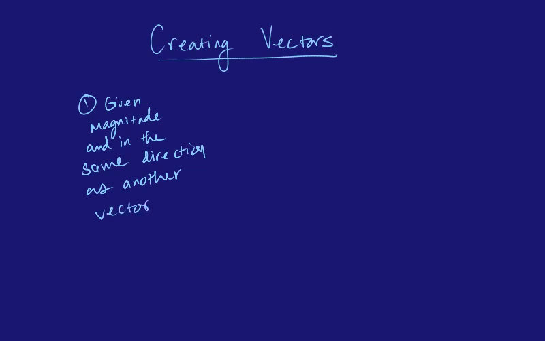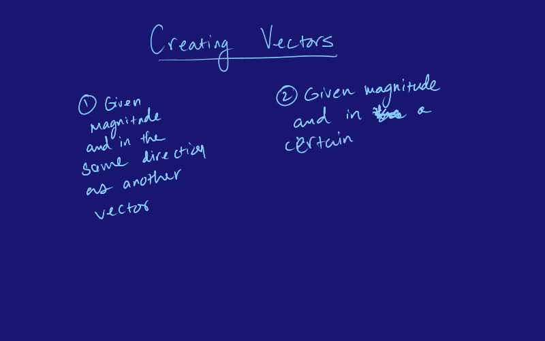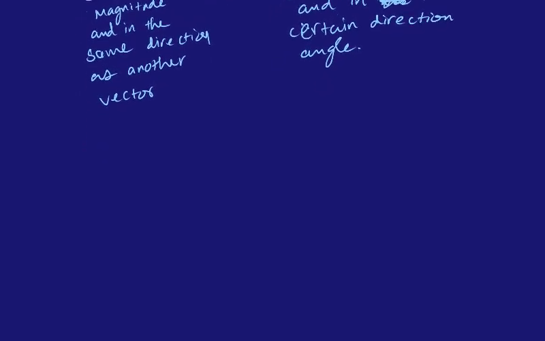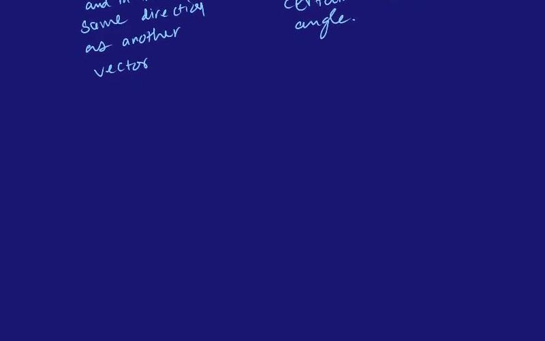And then the second thing I would ask is create a vector with a given magnitude, and in a certain direction angle. Those would be two common ways in which you could be asked to create vectors given certain information. So we'll start with the first one.